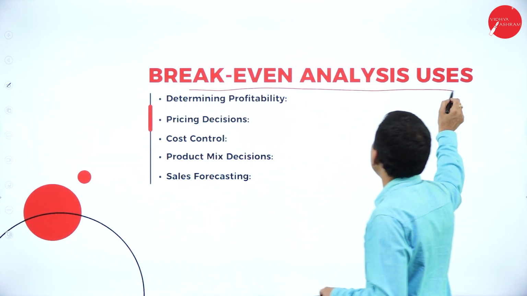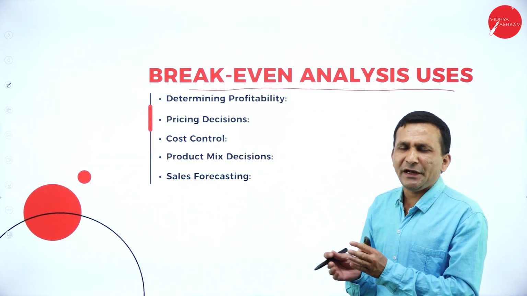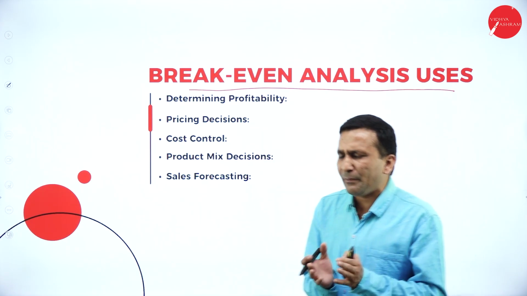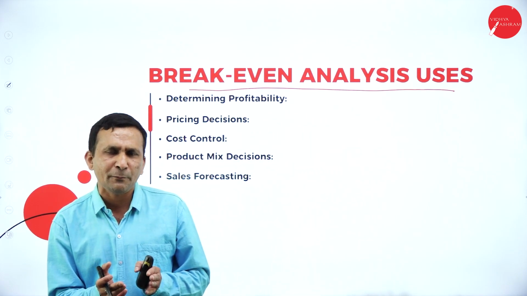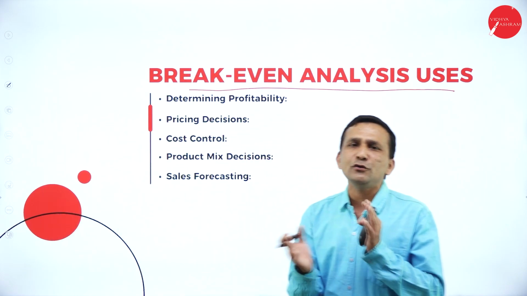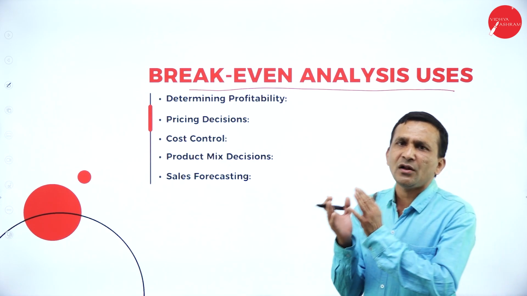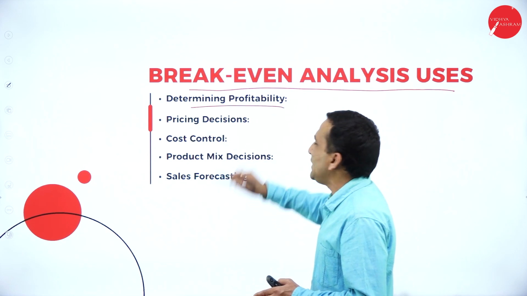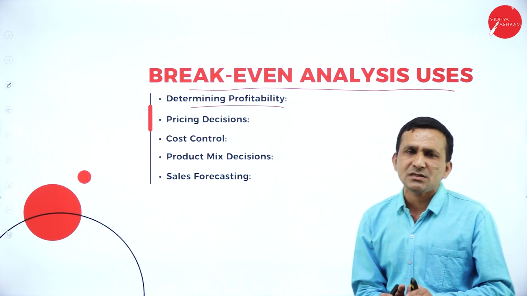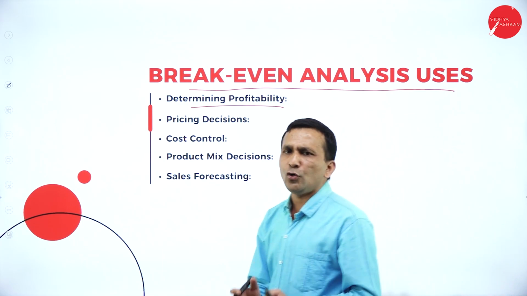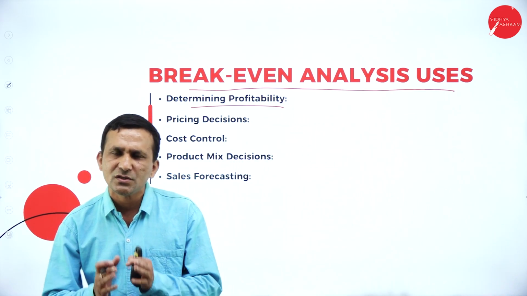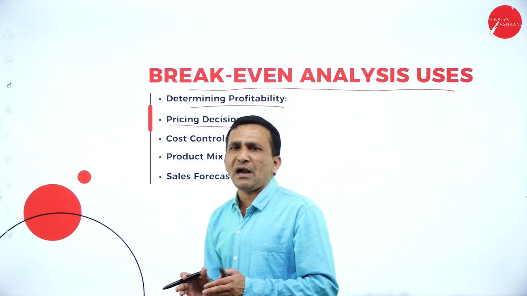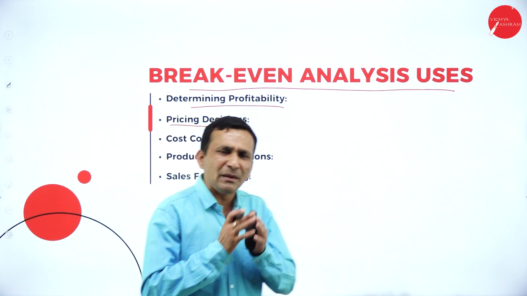And break-even analysis uses: different managements use marginal costing. Because at break-even there is no profit. If I'm getting a loss, why should I go for producing the product? So I need to find out whether I'm getting a profit or loss. Using break-even analysis, we determine profitability. All businessmen and management want to determine how much profit they will get. And the pricing decision: at the time of setting a price, blindly I cannot fix it.